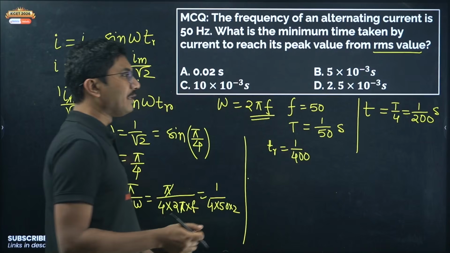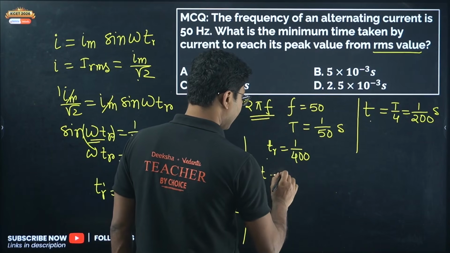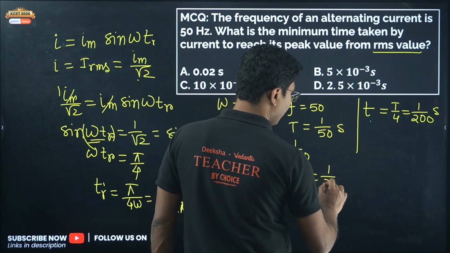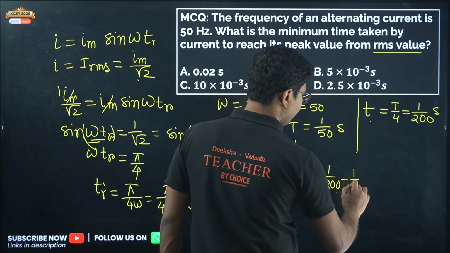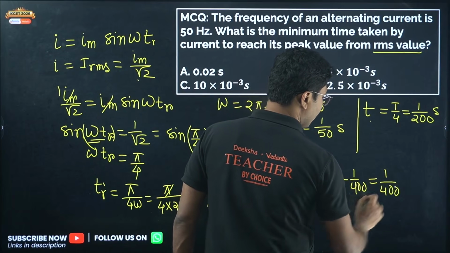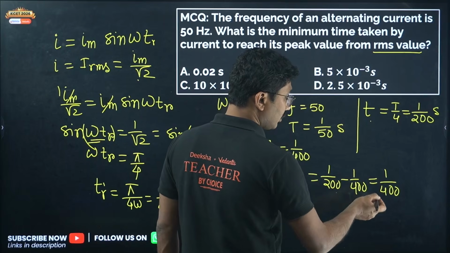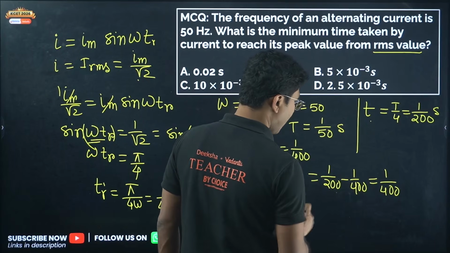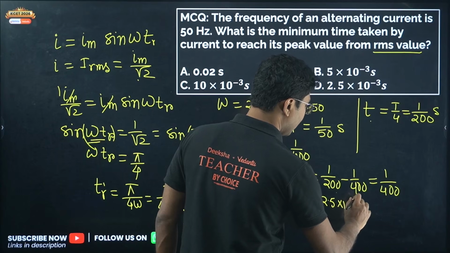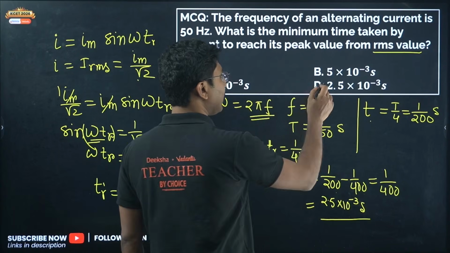So what is the time difference? The time difference is T minus tr, the minimum time taken: 1 by 200 minus 1 by 400. If you subtract them you will get 1 by 400. Multiplying 2.5 on top and bottom, that is 2.5 into 10 to the power of minus 3 seconds.